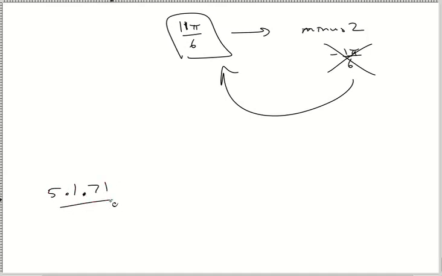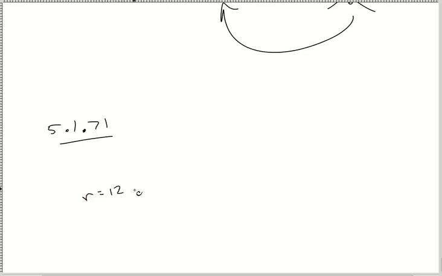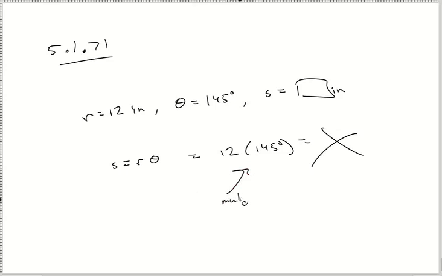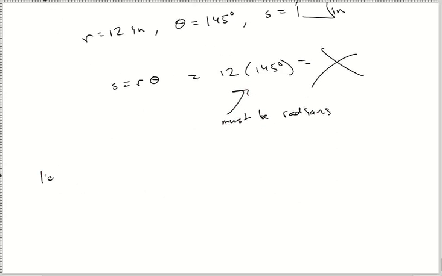Okay. R is equal to 12 inches. My theta is equal to 145 degrees. And they say find the arc length in inches. Well, S equals R theta. And so then I got 12 times the 145 degrees is equal to... No, no, no. Must be in radians. It must be in radians. And so I need to convert that first.